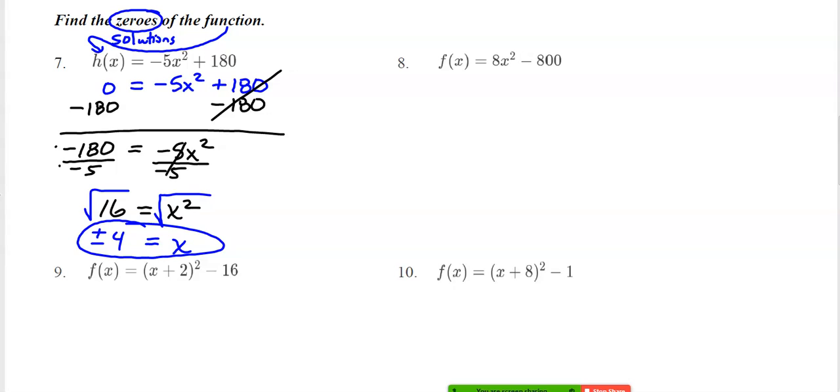All right, 9 and 10 I'm going to leave alone for you, because these are exactly like numbers 4 through 6 up above, with the exception that you've got to put your own 0 in for the function, but then solve it the same way.